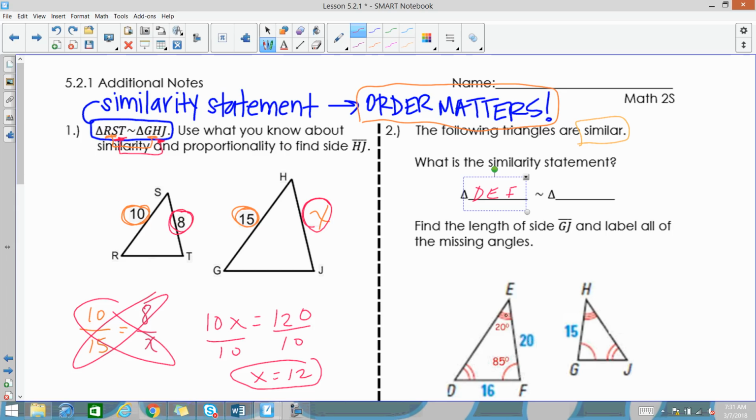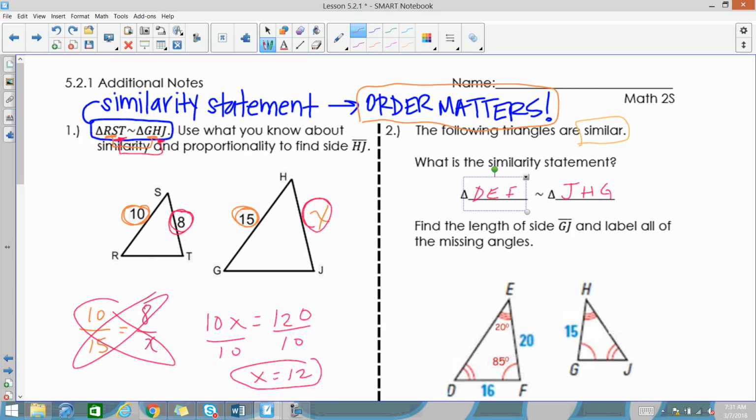Because I chose D, E, F, I need to find the corresponding angles or sides that match up with triangle GHJ. So what I do is look at the arcs. D, E, F. D has 2 arcs, E has 3 arcs, F has 1. So we want to find that same pattern in this triangle over here to the right. So we want 2, 3, 1. That would be J, H, G.